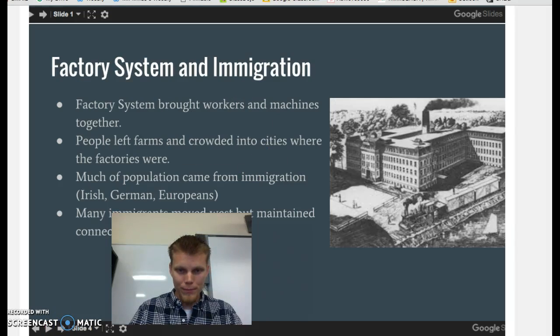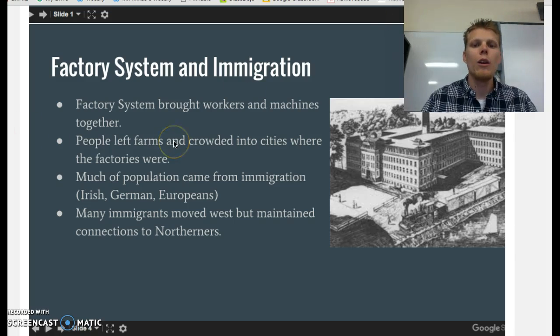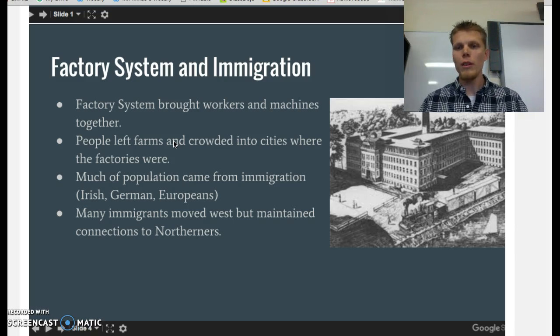Factory system, let's get my face out of the way, there we go. Factory system brought workers and machines together. People left farms and crowded into cities where the factories were. So instead of, again, living on those farms with their families, you see people moving into cities, they live in apartments, changes everything. That way you could live in one building and then walk down the street to the factory that you work in, work there, and then go back to your building or your apartment complex at the end of the day.